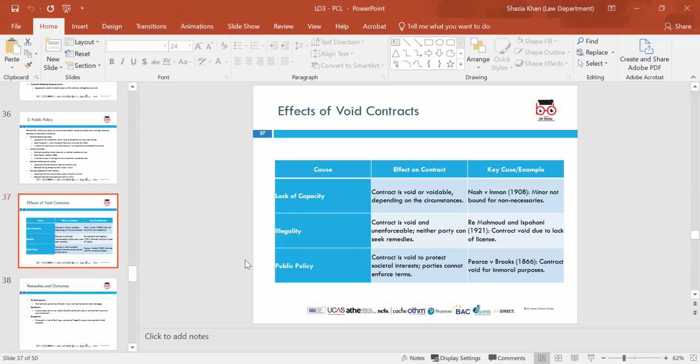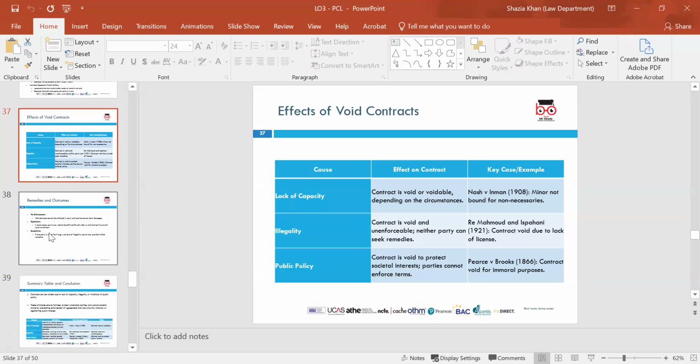Effects of void contracts. We looked at lack of capacity, and the effect on the contract is void or voidable depending on the circumstances. The key case is Nash and Inman, where a minor was not bound for non-necessaries. With illegality, the contract is void and unenforceable. Neither party can seek remedies, as in the case of Re Mahmoud and Ispahani. And a public policy contract is void to protect societal interests. Parties cannot enforce terms, in the case of Pearce and Brooks, 1866.